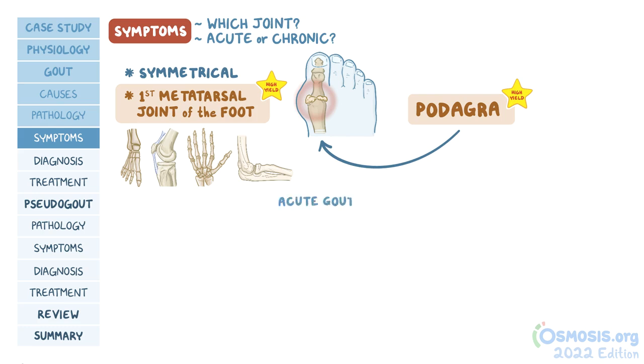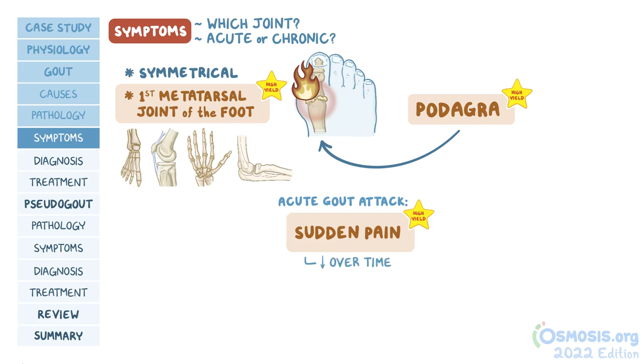Classically, in an acute gout attack, individuals feel sudden pain over the affected joint that's so severe it even wakes them up from sleep feeling like their big toe is on fire. People describe this pain as the worst pain they've ever had. But fortunately, the pain generally lessens over time. And because it is an inflammatory process, the affected joint is also swollen, warm, and red.